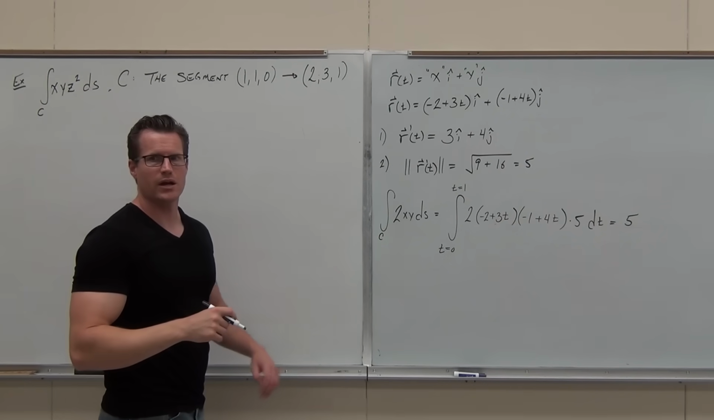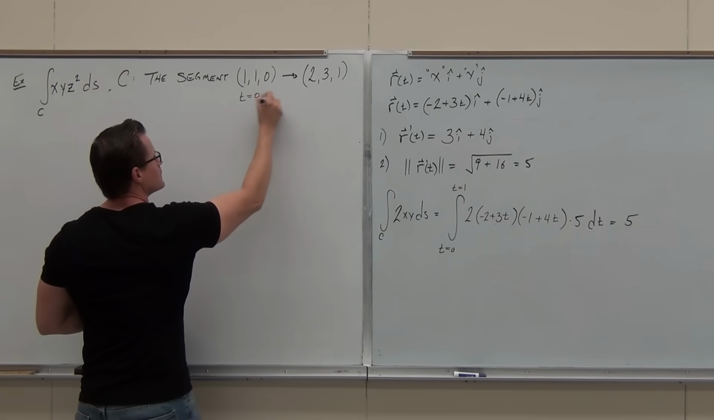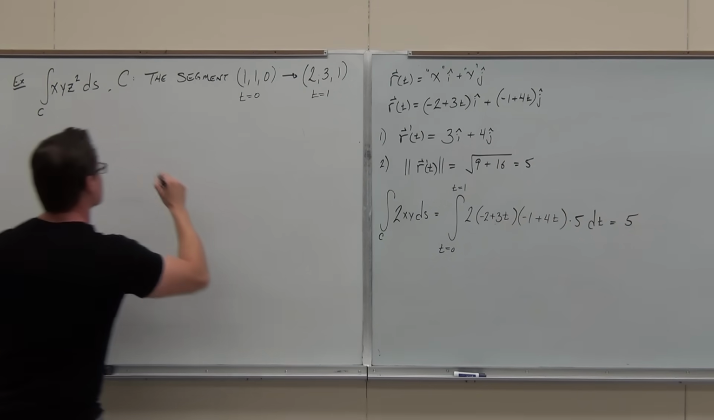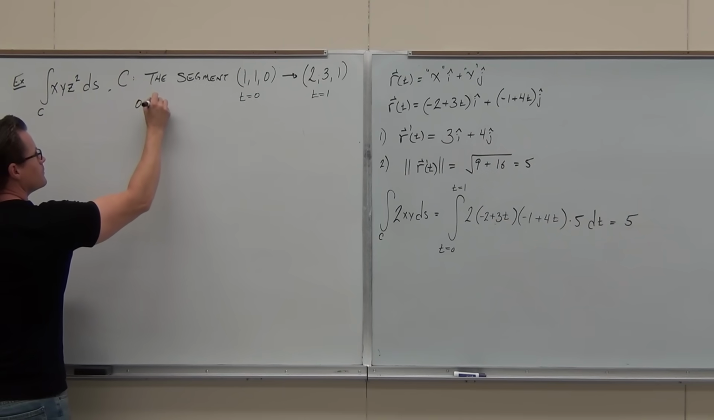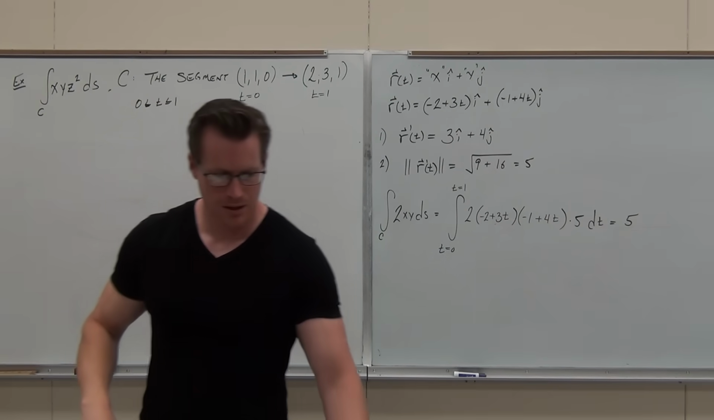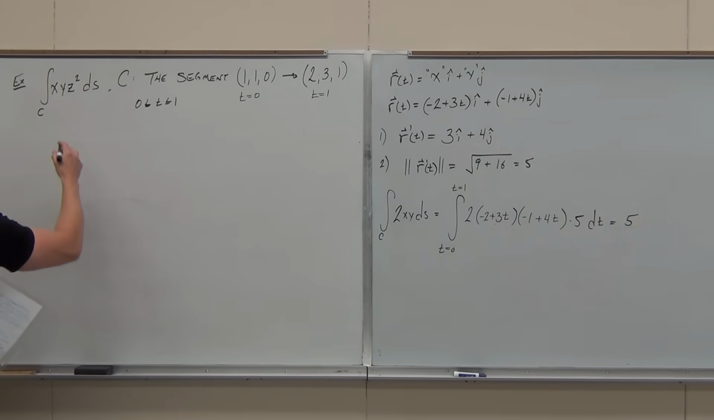If you're confused about it, always put the first point at t equals 0, then this one's going to be t equals 1, because we always want our bounds to go from 0 to 1. For segments, we always want that. For other types of curves, we don't get that, but for segments, we want that.